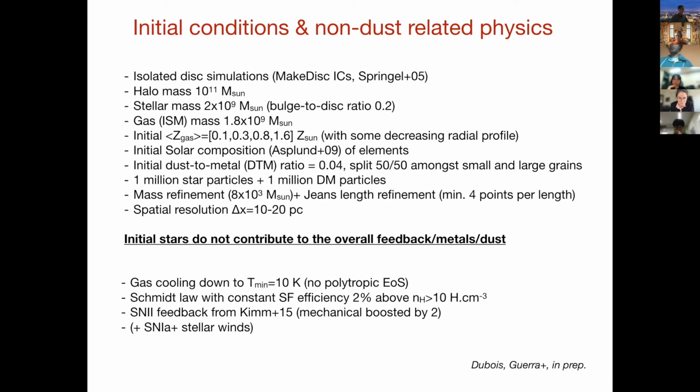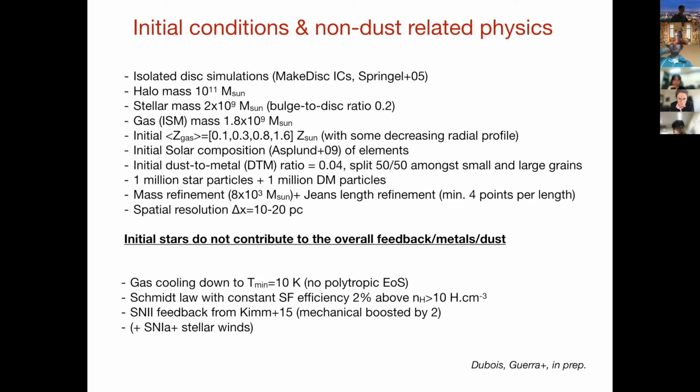So now I will show some results of this implementation and exploration of dust evolution. The simulation is an isolated disk simulation, just starting with a disk of gas and stars and the bulge component. There's no cosmological context in there. So we start with a halo mass of 10 to the 11. Stellar mass is twice 10 to the 9 solar mass.